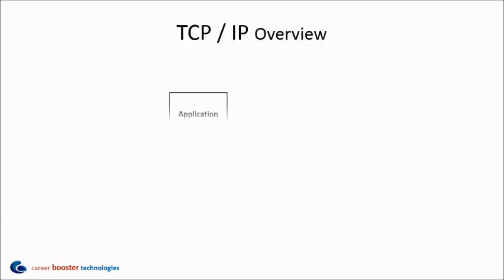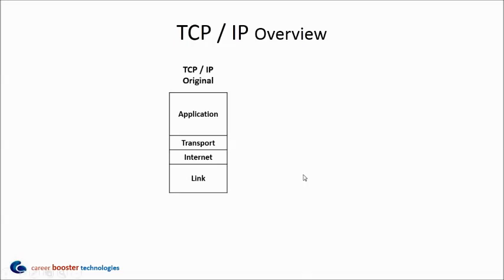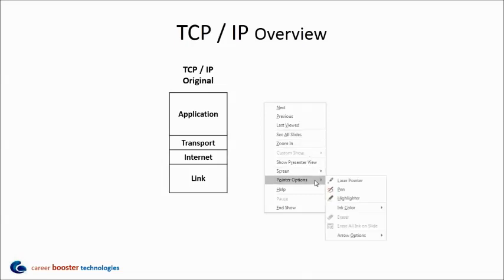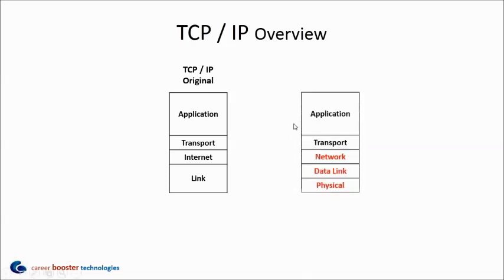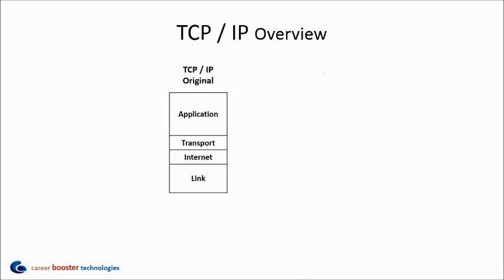If you see an overview, TCP/IP essentially contains 5 layers. You have an application, a transport, an internet, and a link. This was the original model, but later another model came up, which is the current one. So you have application, transport, network, data link, and physical.